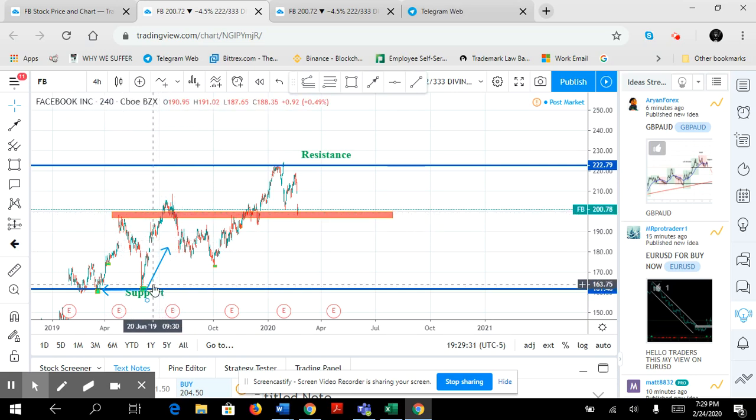From 161 all the way up to 198. 161 to 198. In the options world, thousands of dollars was just made off of that move. Think about that.